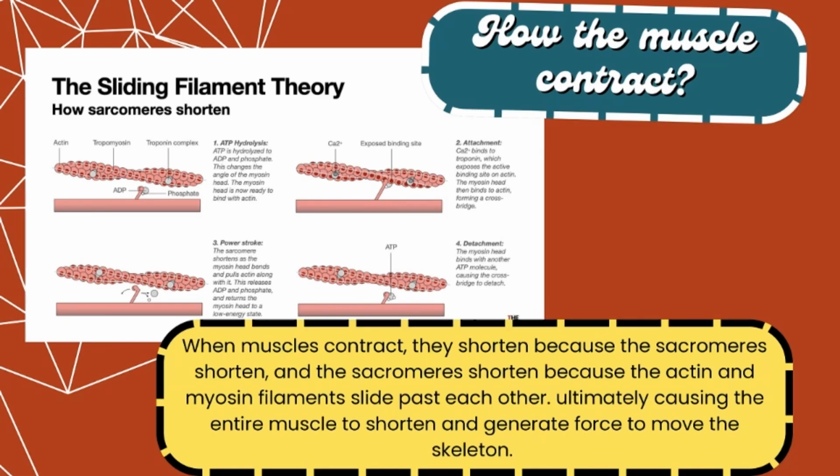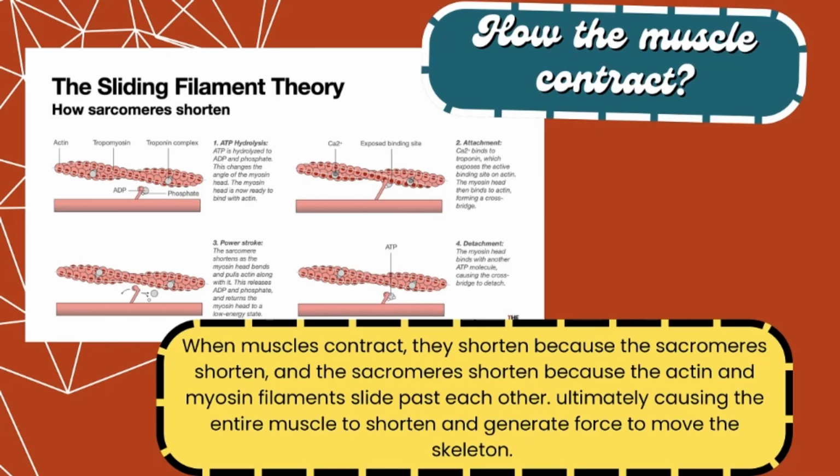When our muscle contracts, our brain releases calcium ions from the sarcoplasmic reticulum. The calcium ions bind with troponin, which exposes the active binding site on actin. Now, the myosin head can bind to actin, forming cross bridges.